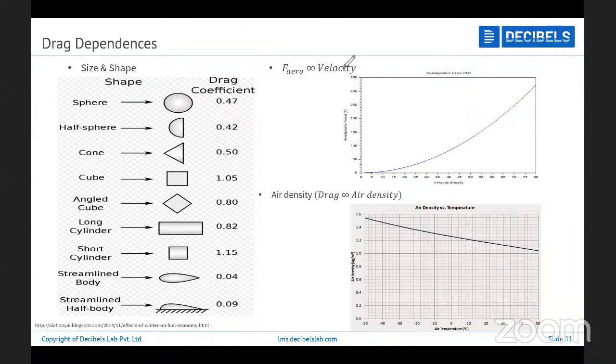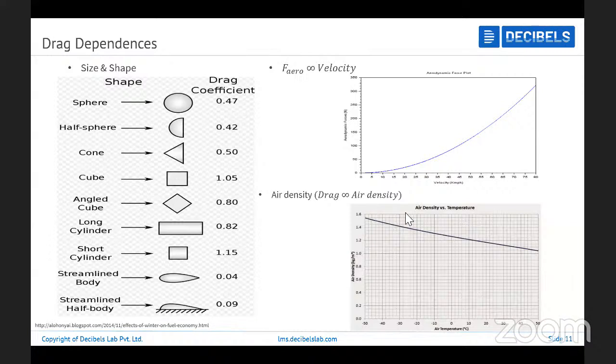And one more is velocity. In the equation, the velocity is V square. So let's say aerodynamic force versus velocity: as the velocity increases, the aerodynamic force increases.